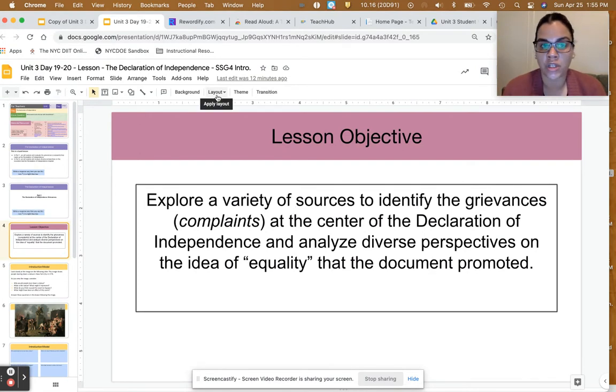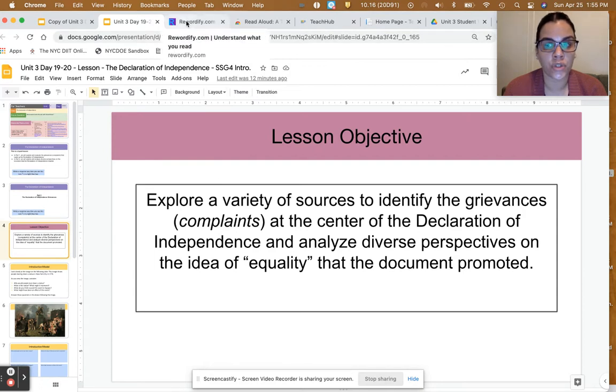Students will be engaging in a sorting activity where they have to read information and categorize it and determine whether or not what they are reading shows that the colonists should go to war, or is the information that they're reading showing that the colonists should not be going to war.